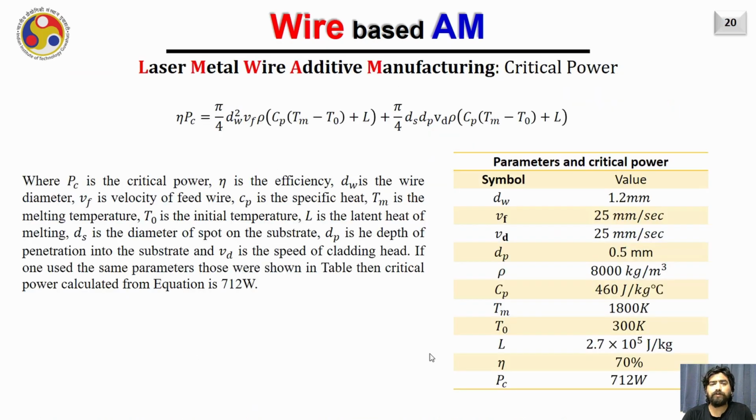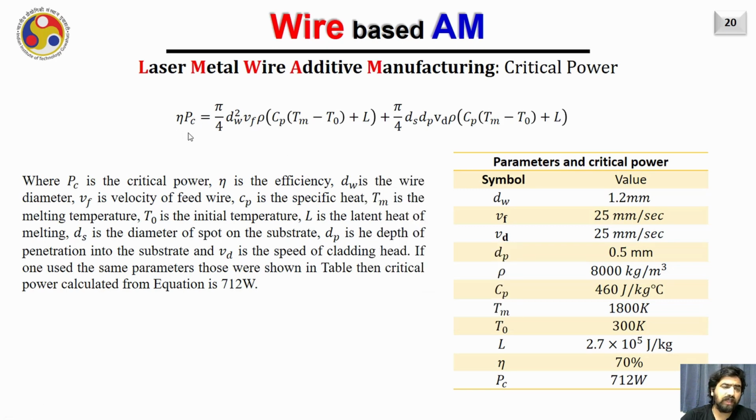Now let me tell you how we can find out the critical power required for depositing the material. It is a very straightforward calculation, but it may help you to obtain the value of the required power. Therefore, to obtain the critical power, one can use a very simple heat balance equation.